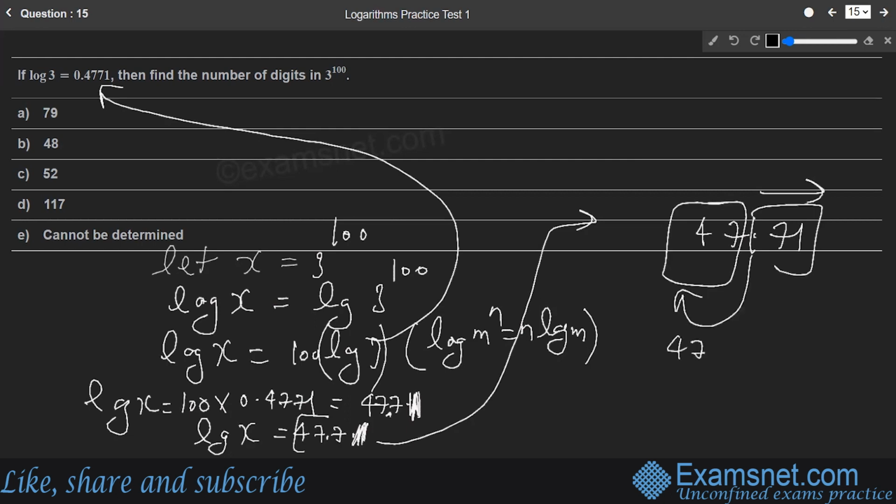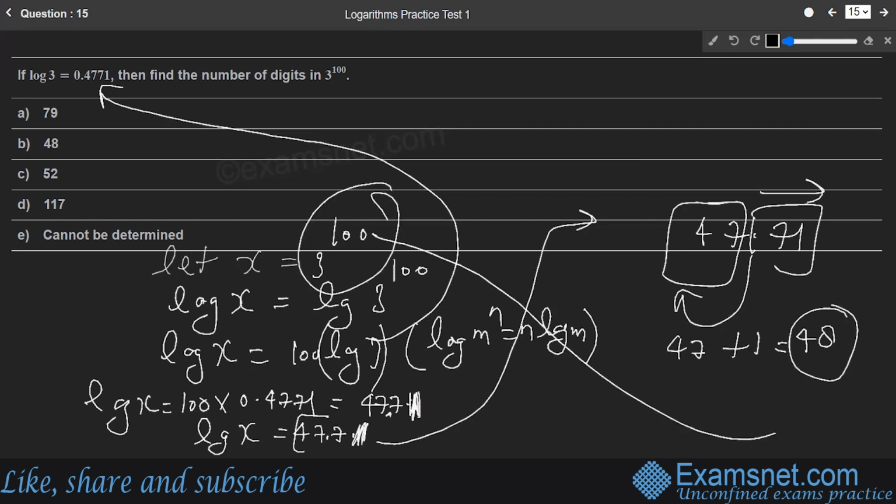That number is 47, and if we add 1 to this 47, we get 48. So the number of digits in 3 to the power 100 is going to be 48. It is that simple. Whatever number is on the left hand side of the decimal, we always add 1 to it, and whatever number we get is the number of digits in the expression, that was 3 to the power 100. So the number of digits in 3 to the power 100 is option B, 48.